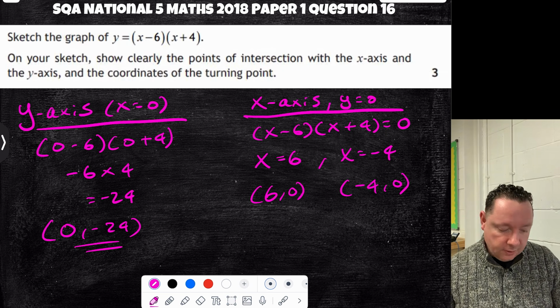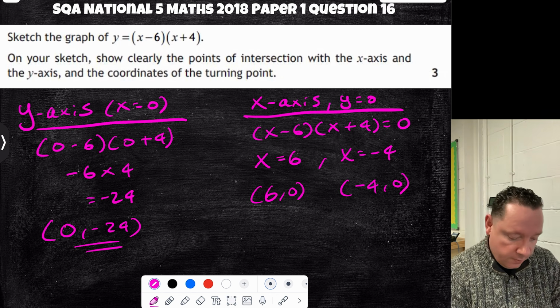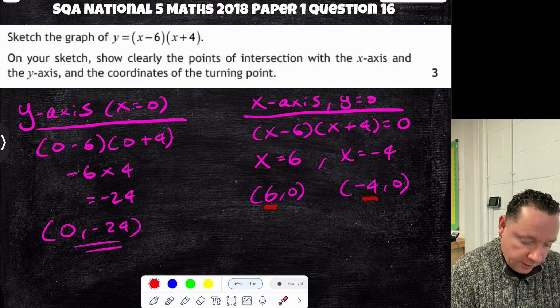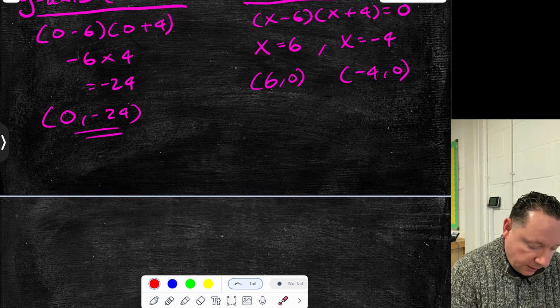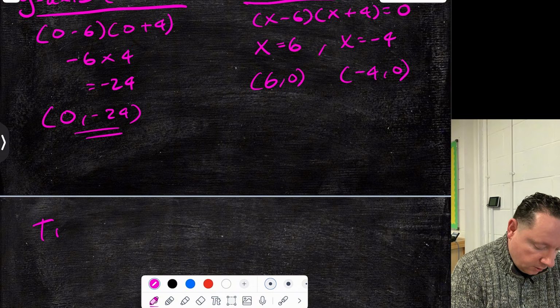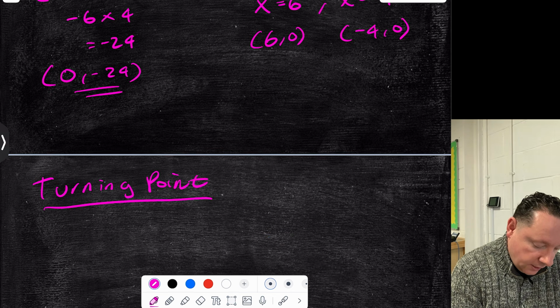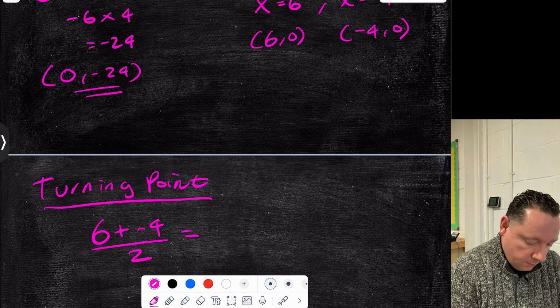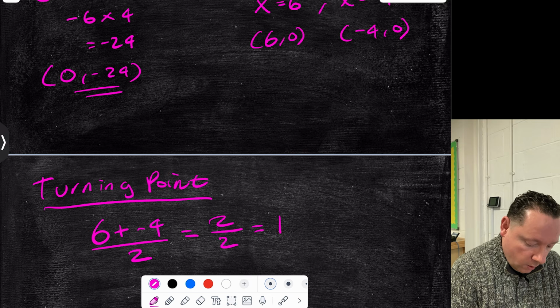Now, the turning point is interesting. There's a couple of ways to do it, but the simplest way is to realise that the turning point happens in the middle of the 2 roots, where it cuts the x-axis. So I want the middle of 6 and minus 4. So for my turning point, all you have to do to get the middle is add up 6 and minus 4, and then divide by 2. So 6 minus 4 is 2, divided by 2 equals 1. So x equals 1 is the turning point.